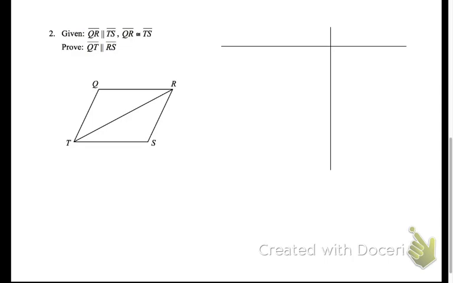Okay, another example here. Let's take what's given. QR parallel to TS. So this side parallel to this side. Segment QR is also congruent to segment TS. All right. And we're going to try to prove QT parallel to RS. So let's take QR parallel to TS is given, and then QR congruent to TS. Our given statements.